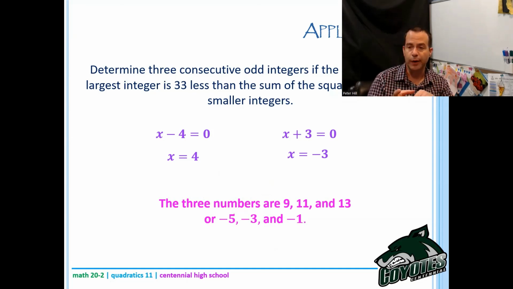Okay, the square of the larger is equal to the square of the two smaller added together and then minus 33. Okay.